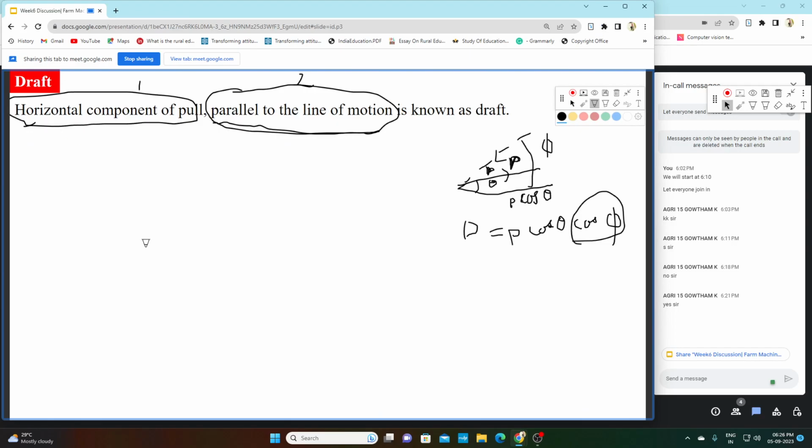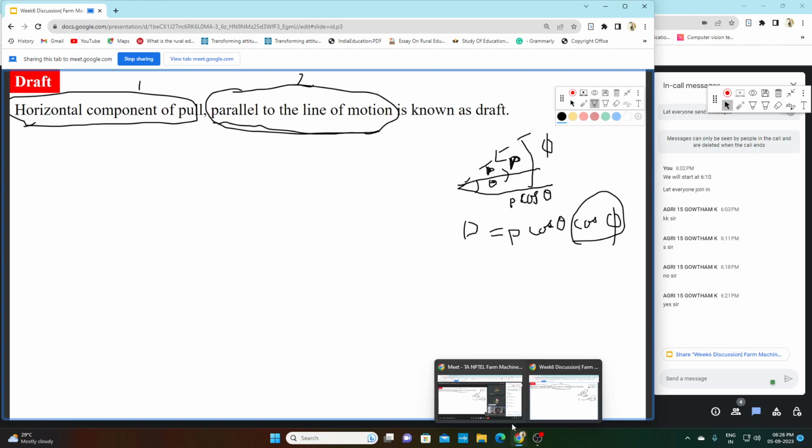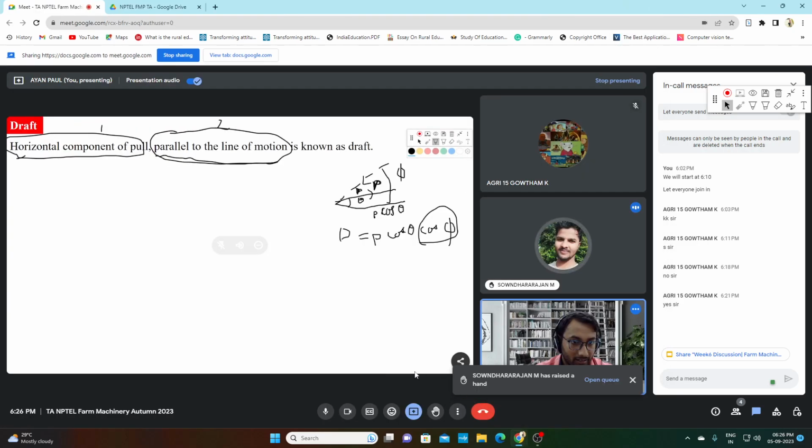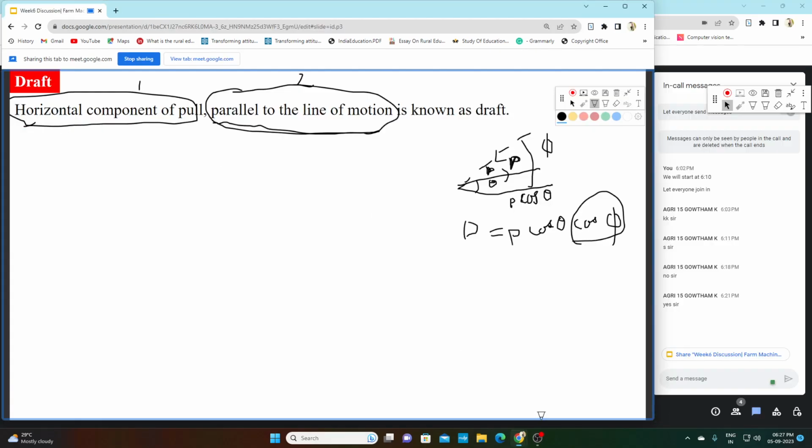One by one you follow me. What is draft? Draft is the horizontal component of pull parallel to the line of motion. Is the definition clear? Yes, sir. Up to this it is clear. Now if we divide this definition, it has two parts: one is it is the horizontal component of pull, second is it is parallel to the line of motion.